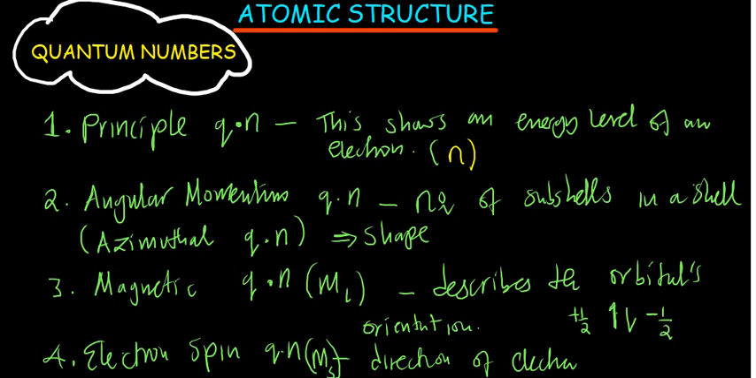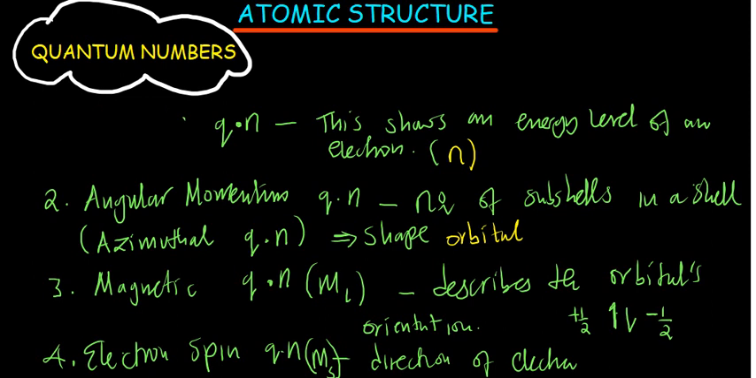All right. And then we have got the angular momentum quantum number, which you can think of as a subshell, which describes the orbital's shape. So what is the shape of the orbital? And then we have got the magnetic quantum number, which describes the orbital's orientation in space. All right, and then we've got the electron spin, which just describes the direction or the spin of an electron. Okay, good.